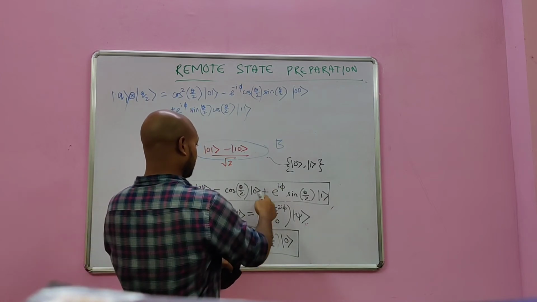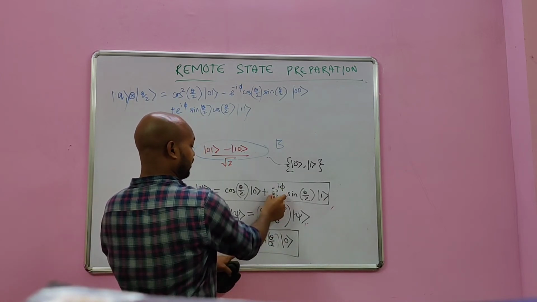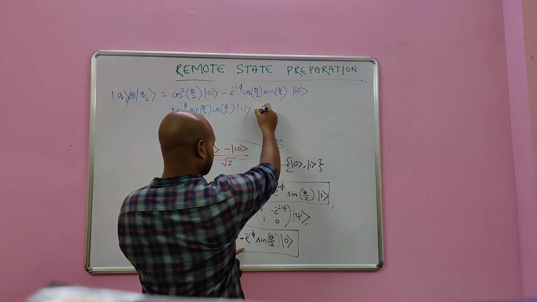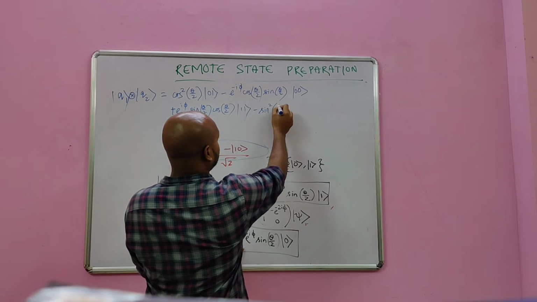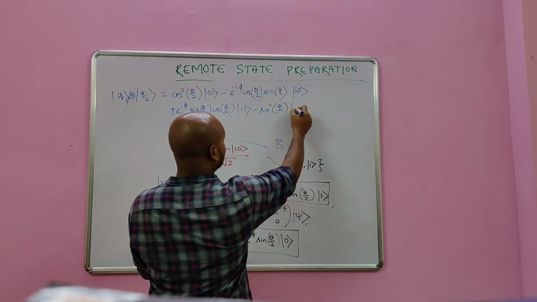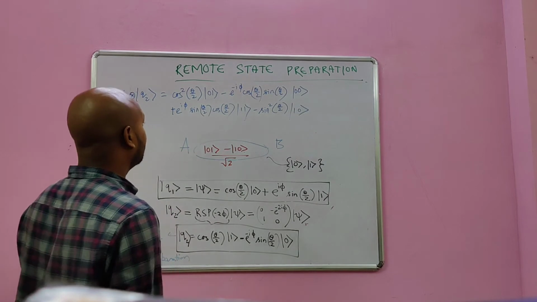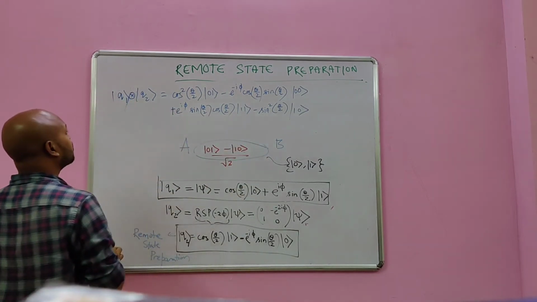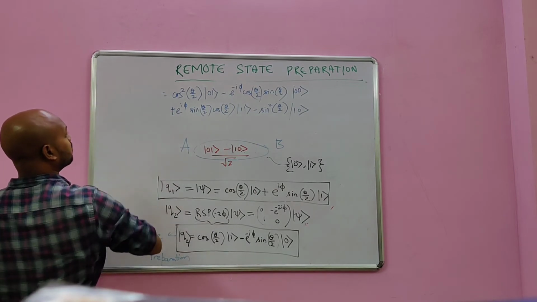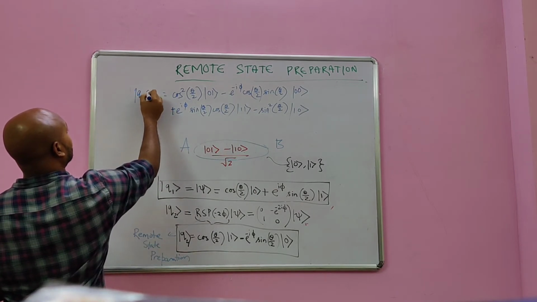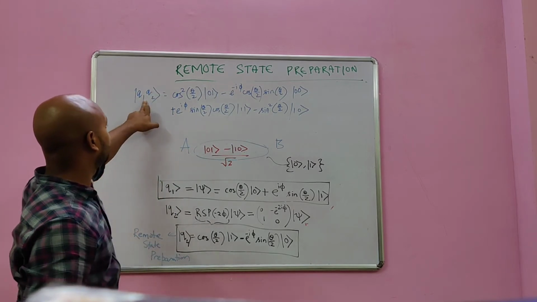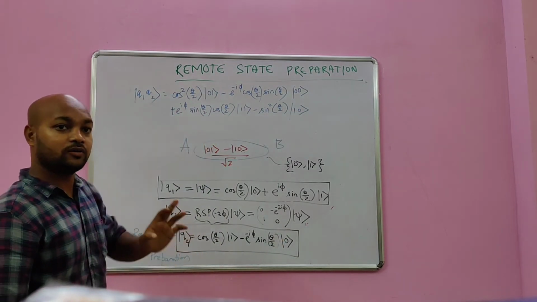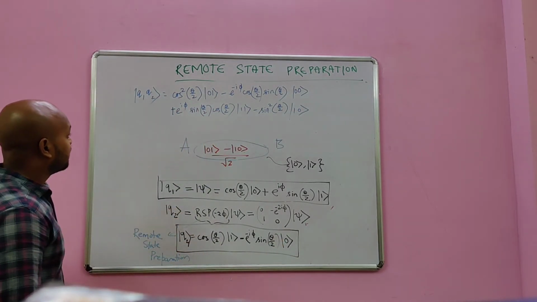Then these two terms, e power i phi and e power minus i phi, cancel each other. So I have minus sin square theta by 2, 1, 0. Right? Okay, good. So this is Q1, Q2. Remember, this is a tensor product, so is this, so is this, so is this. Clear?